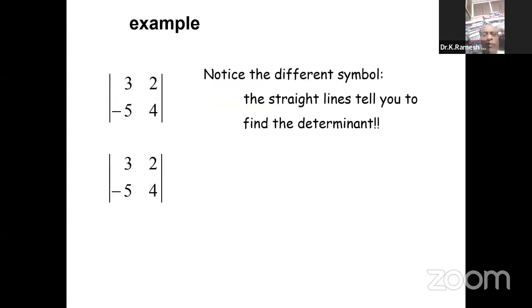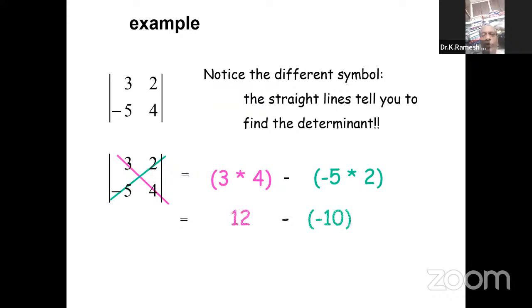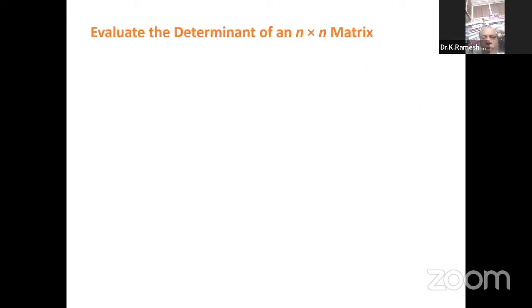And determinant of 3, 2 and minus 4 and 5 can also be found the same way. That is, find the product of the diagonals, that is 3 and 4, and subtract the product of the diagonal along 5 and 2 elements. That is minus of minus 5 and 2, that is plus 10. So the determinant will be 12 plus 10, that will be 22. Next.